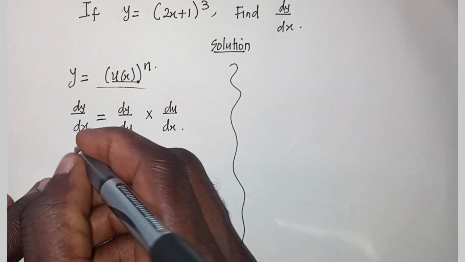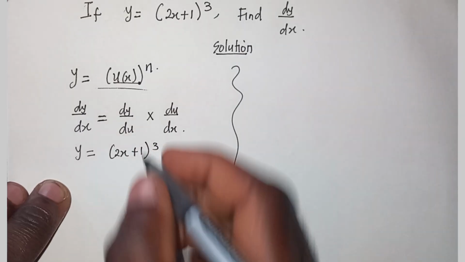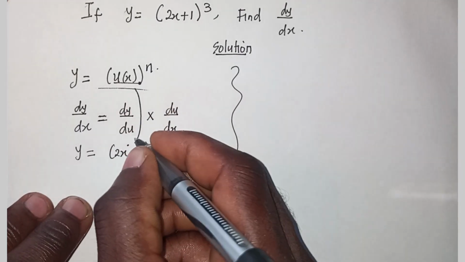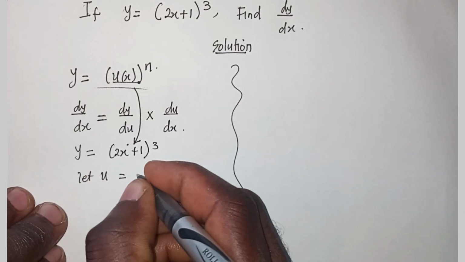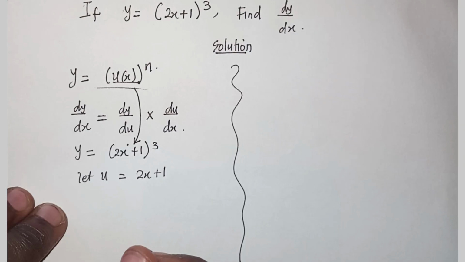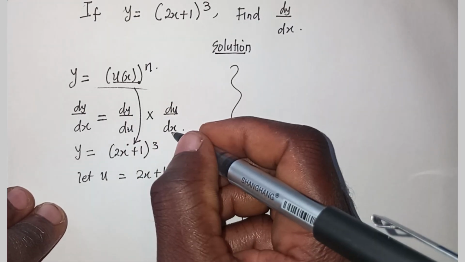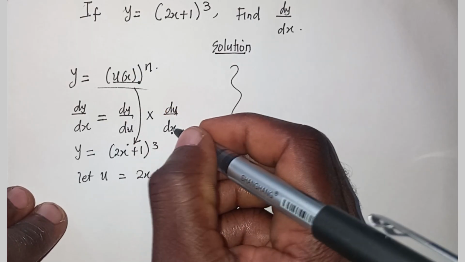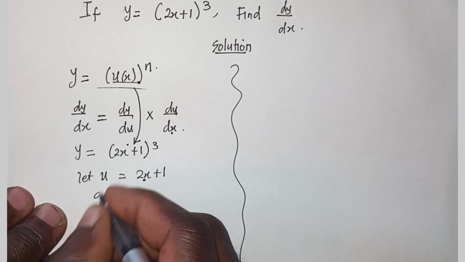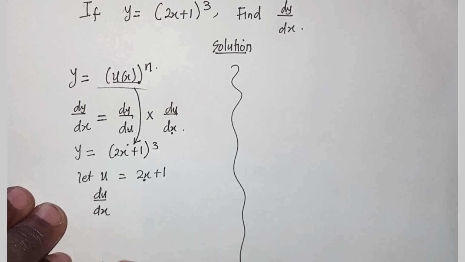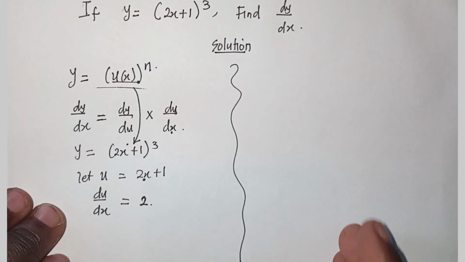Since we have our y equals (2x + 1) raised to power 3, that simply means that our u(x) is 2x + 1. So we now say let u equals 2x + 1. From the formula we need dy/du and also du/dx. Since we have u equals 2x + 1, we can get du/dx, and du/dx here is directly 2. That's just it.